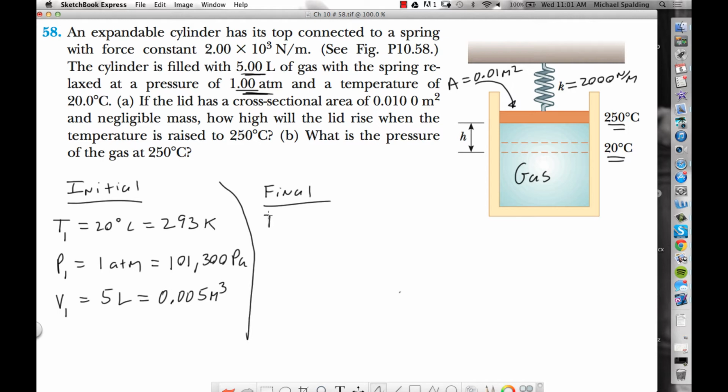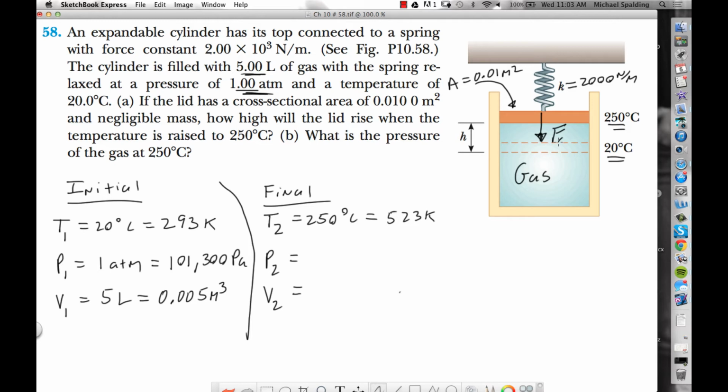Now let's look at our final data. So what happens is the temperature rises to 250 degrees Celsius, which we want to put into Kelvin, and that is 523. And then P2 and V2, volume final. Now, what is the final pressure going to be? So when the temperature rises, the gas is going to be pushing into this spring. The spring is going to be exerting a force back, right? So the force of the spring is causing the increase in pressure.